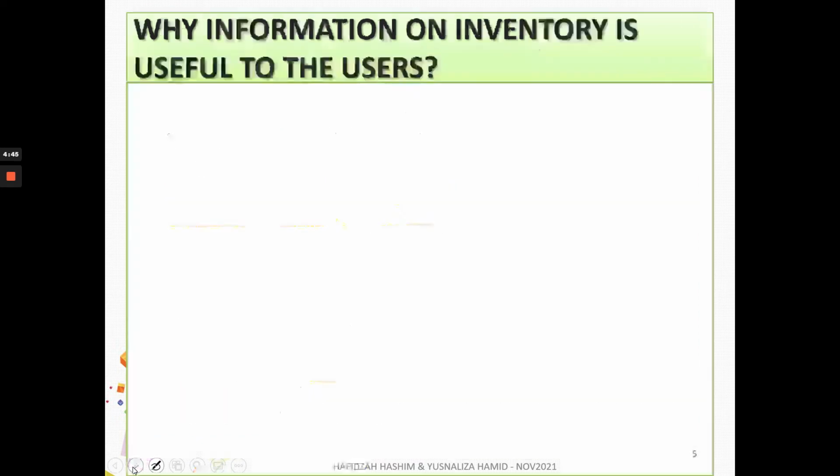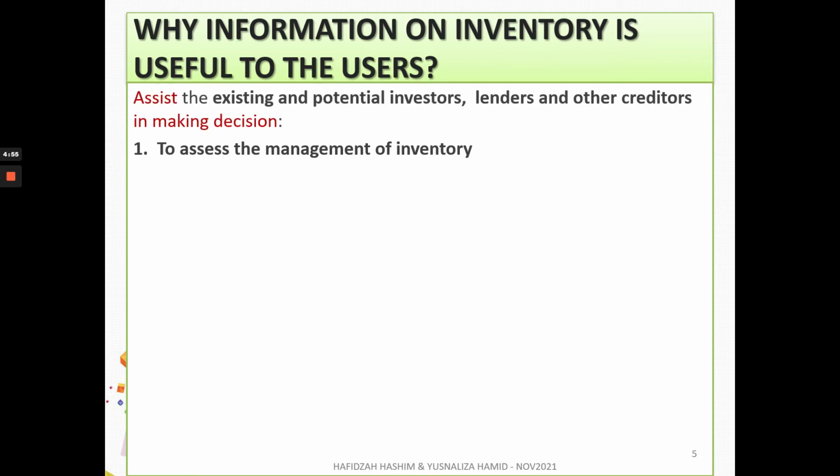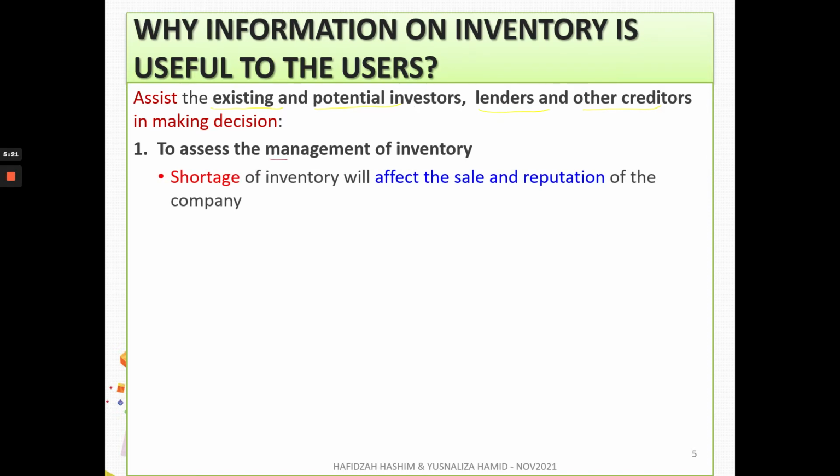Okay, let's look at the next one. Why is information on inventory useful to the users? Why do we need to provide information on inventory? The information on inventory will assist the existing and potential investors, lenders, and other creditors. If you can recall, these are actually in the conceptual framework, the users of the financial information. So what we're going to look at is how the information on inventory assists these users, investors, lenders, and other creditors, in assessing the management of the inventory.